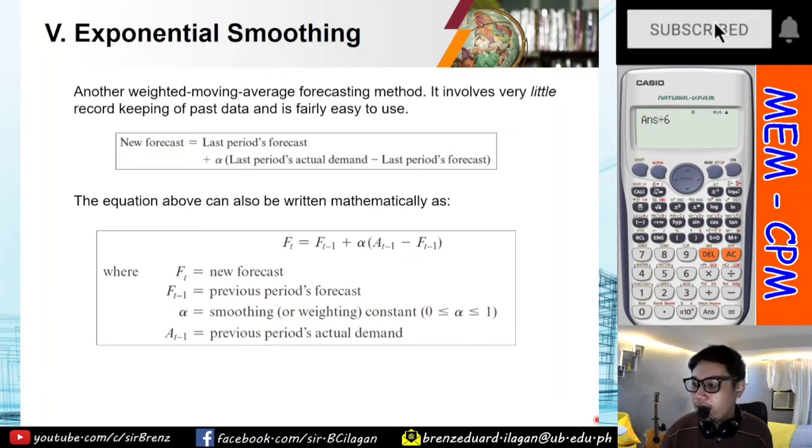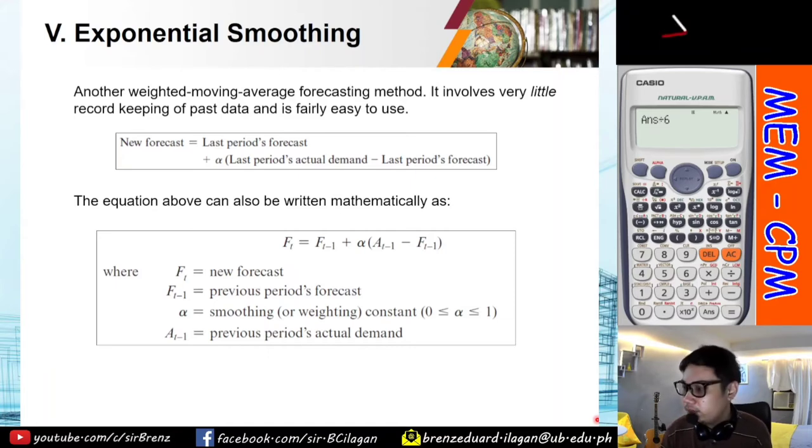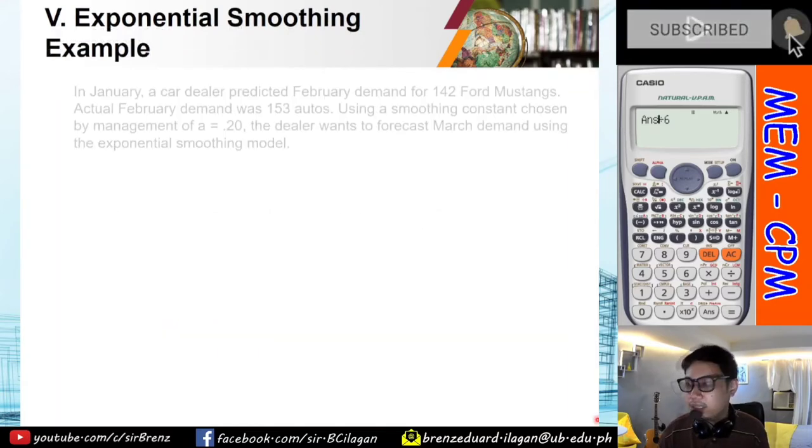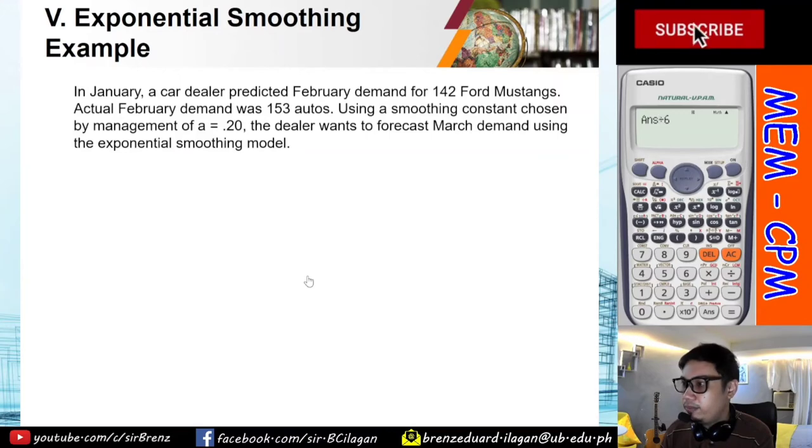So the concept is not that complex. Ano? So the latest estimate of demand is equal to the old forecast as adjusted by a fraction of the difference between the last period's actual demand and the last period's forecast. So here is an example. So let's read the problem.